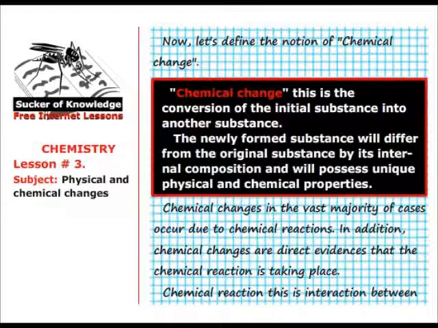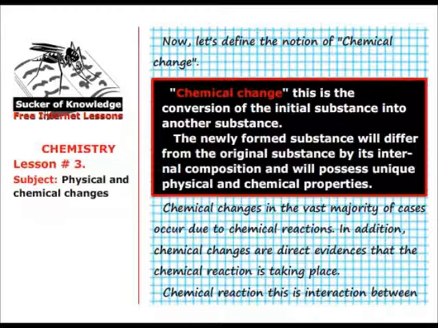Now, let's define the notion of chemical change. Chemical change is the conversion of the initial substance into another substance. The newly formed substance will differ from the original substance by its internal composition and will possess unique physical and chemical properties. Chemical changes in the vast majority of cases occur due to chemical reactions.